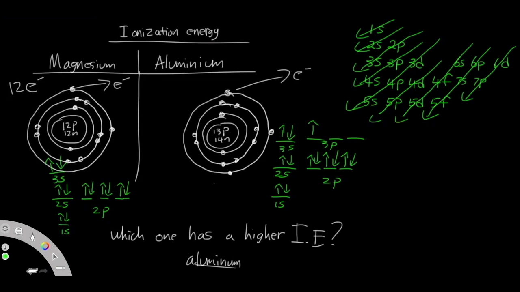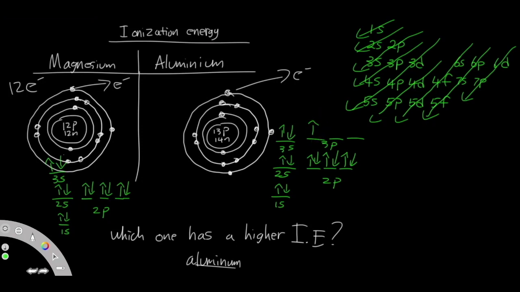Let's look at our very, very last shell. Well, this is going to be our last one. Notice how this one doesn't look quite complete. It looks very unbalanced, unstable. So we actually want to get rid of this one. This is our valence electron that we want to get rid of. It's not going to require a lot of energy to get rid of it.